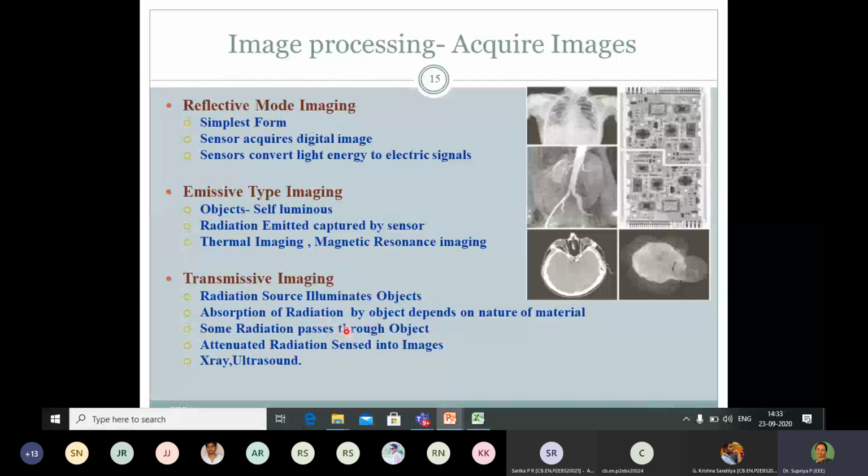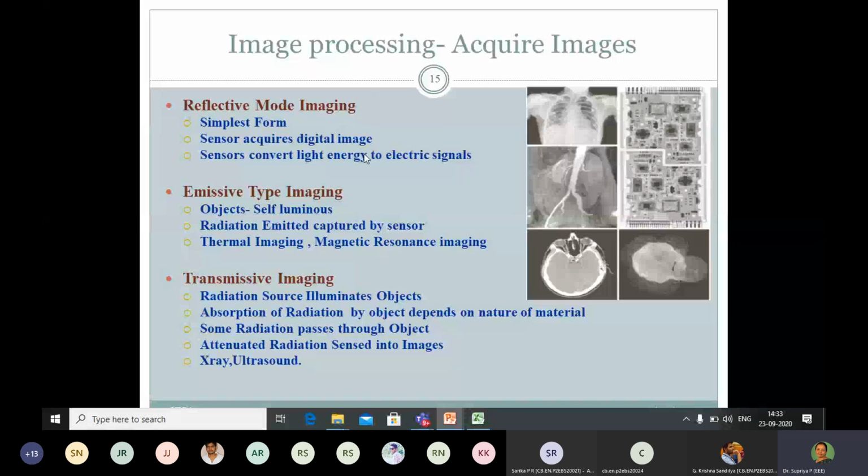We are familiar with this because examples of it are X-ray and ultrasound, where the radiation is absorbed to some extent by the object depending upon the nature of the material. It is based on the fact that the radiation source illuminates the object, and the absorption of the radiation by the object depends on the material of the object. As mentioned, some radiation passes through the object, and that tells us some details about the object.